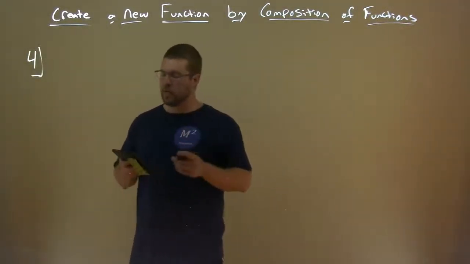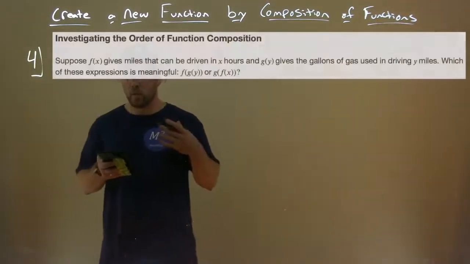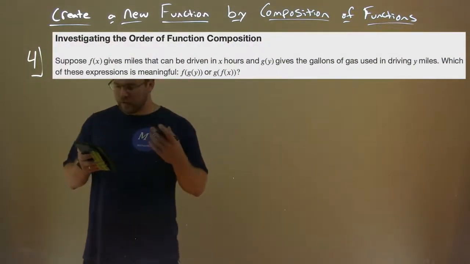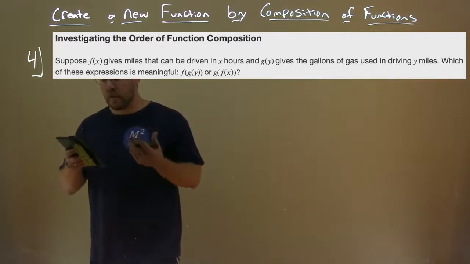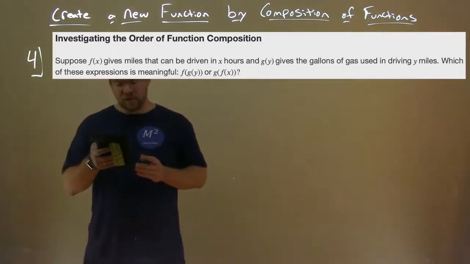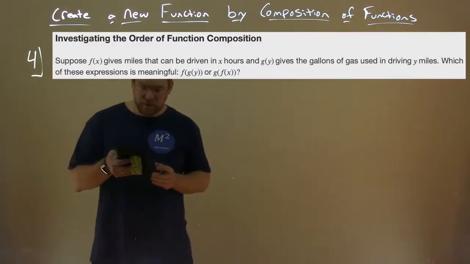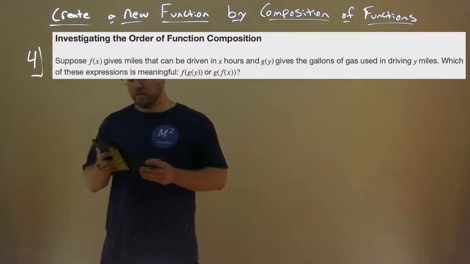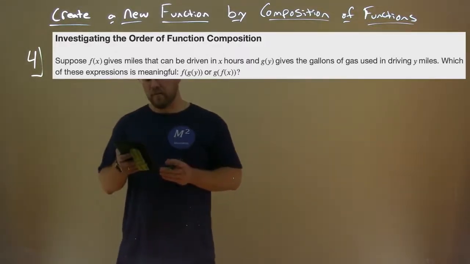Okay. So we're given this one here. We're investigating the order of function composition. Suppose f of x gives miles that can be driven in x hours, and g of y gives the gallons of gas used in driving y miles. Which of these expressions is meaningful? f of g of y or g of f of x?